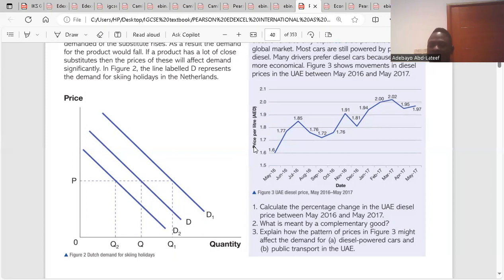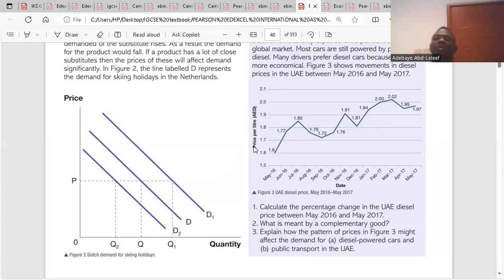So what I'm saying in essence is this: Coca-Cola and Pepsi are substitutes. So if the price of Pepsi falls relative to that of Coca-Cola, the demand for Pepsi would rise because the price of Pepsi has fallen more than the price of Coca-Cola. So the demand curve for Pepsi will shift rightward, while the demand curve for Coca-Cola, because of that change in price, will shift leftward.